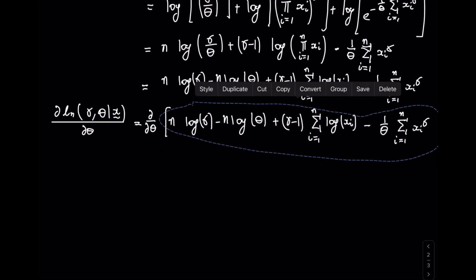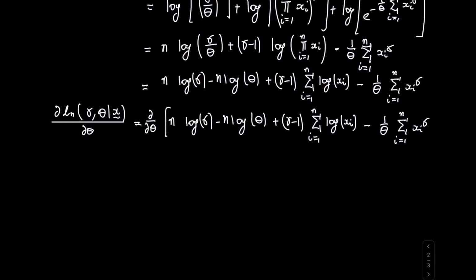The only distinction is I'm just going to rewrite this 1 on theta as minus theta to the negative 1. That's just going to allow us to do our differentiation a little bit easier. So, for the first term, this term here doesn't depend on theta, so it collapses to 0. Nothing to be done. For our second term, we know that log of theta, when differentiated with respect to theta, gives us 1 on theta. So this term here becomes minus n on theta.